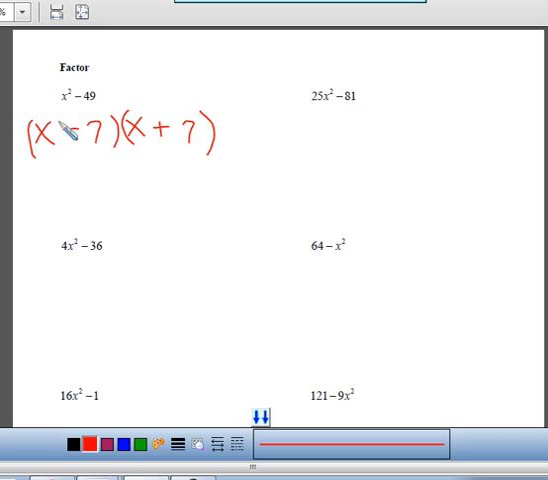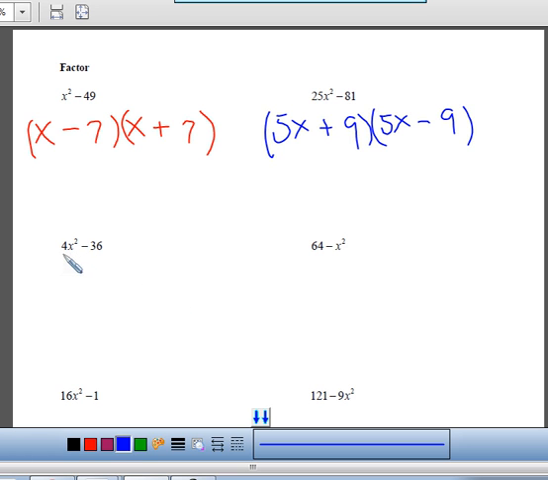So the next one, 25x squared minus 81. 25x squared comes from 5x and 5x. 81 comes from 9 and 9. And since it's a difference, we need to have a plus and a minus. All right, pretty simple. Maybe I'll do one more with you and then let you try the rest on your own.